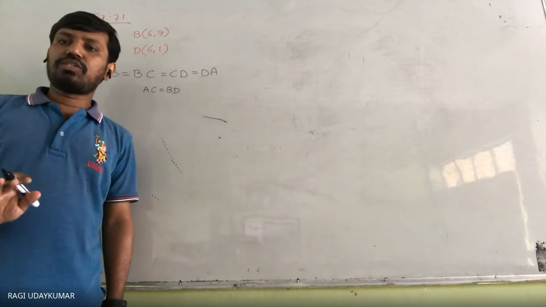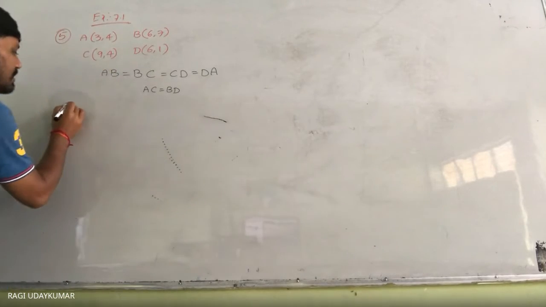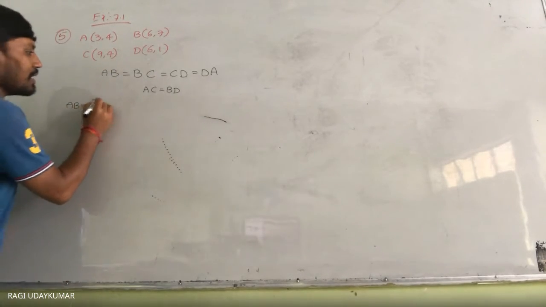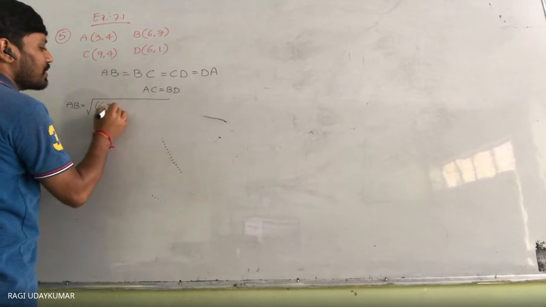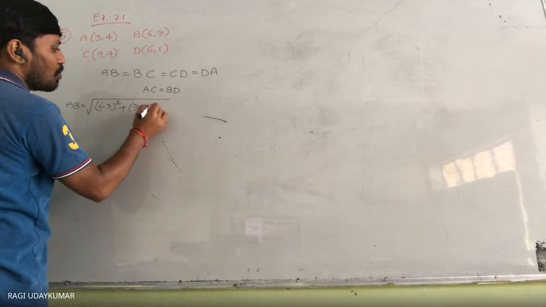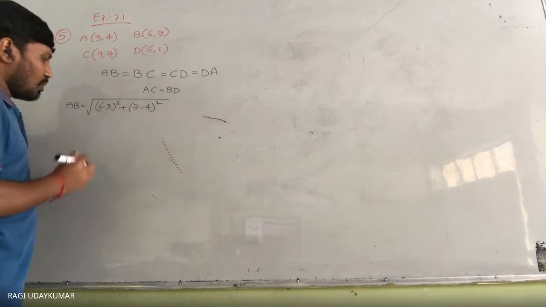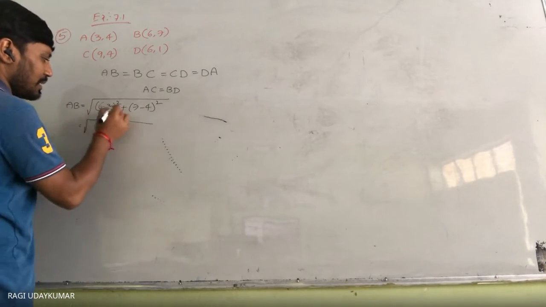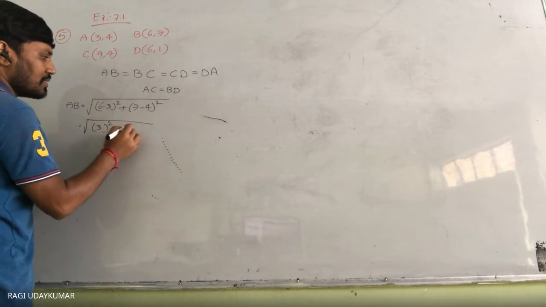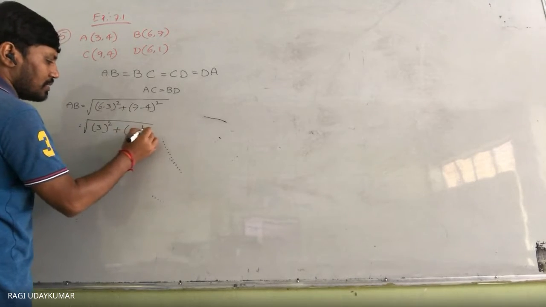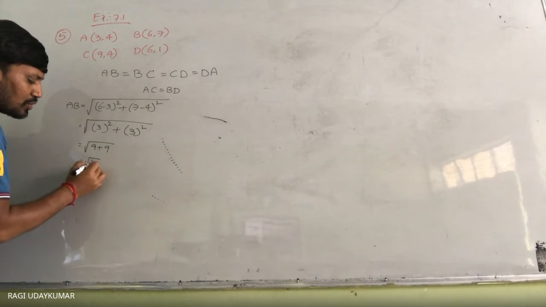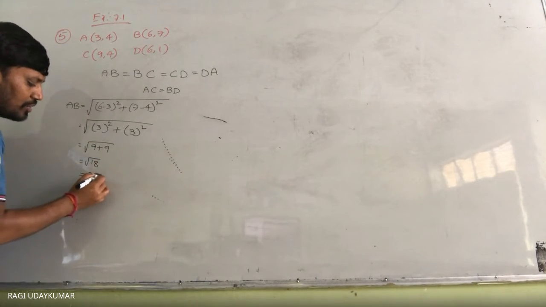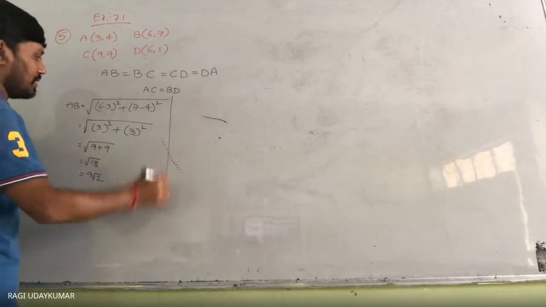So we need to find out the distances here. AB equals under root of (x2 minus x1) whole square plus (y2 minus y1) whole square, that is, 6 minus 3 whole square plus 7 minus 4 whole square. So what do you get here? 3 square plus 3 square, which equals under root of 9 plus 9, which equals square root of 18, which equals 3 root 2. That is the AB distance.